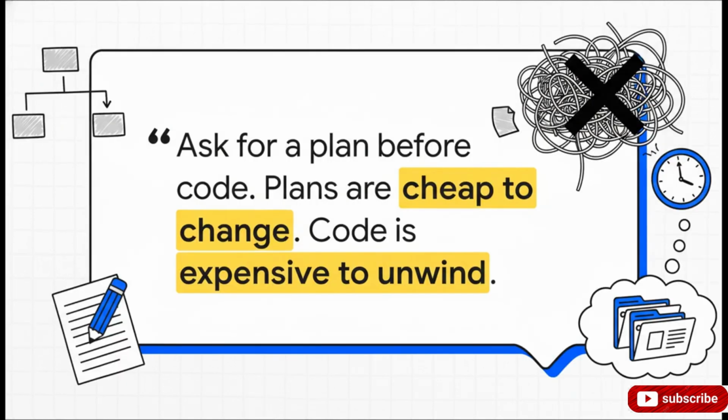Step 2 is absolutely critical. Force the AI to make a plan first. Before you let it write a single line of code, ask it to outline the steps, tell you which files are going to change, and call out any trade-offs. Why? Because a bad plan can be fixed in seconds. A bad implementation can take hours to untangle.